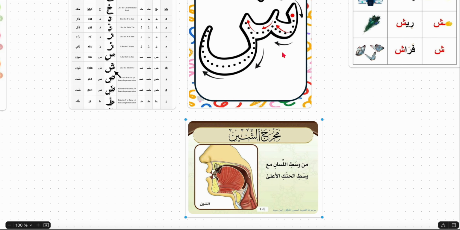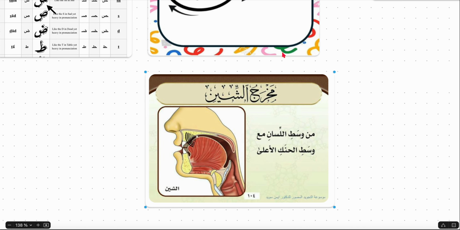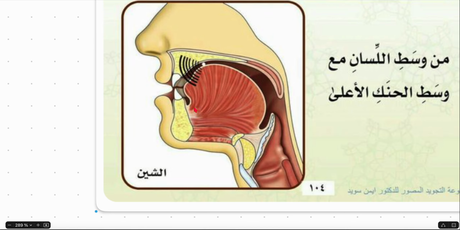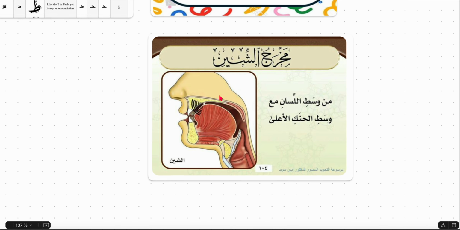We will talk in this picture here about the articulation point for the letter, which is located as shown in this picture at the middle of the tongue, and the middle of the upper palate, allowing the air to pass between the tongue and the upper palate.